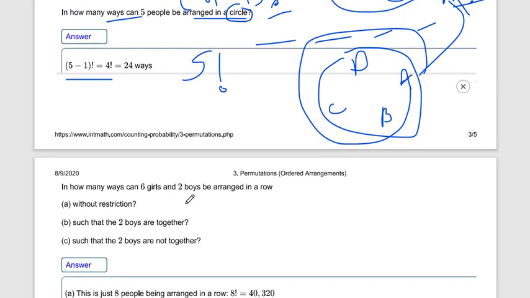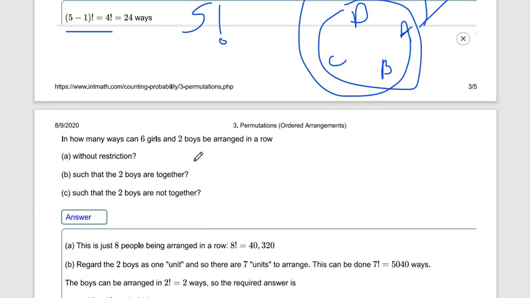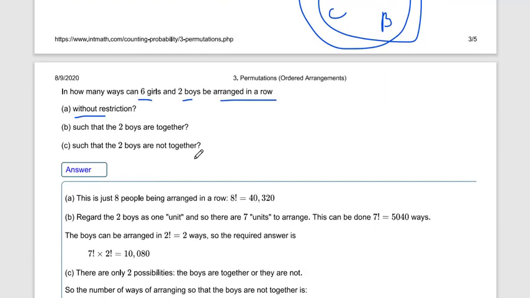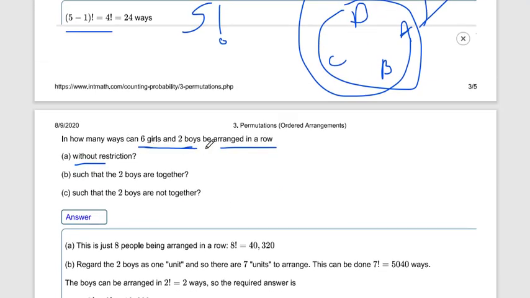Okay, next example, somewhat difficult. In how many ways can 6 girls and 2 boys be arranged in a row? Here they have given arrange in a row, first without restriction. No restriction is allowed. So there are 6 girls and 2 boys, and they have given no restriction.